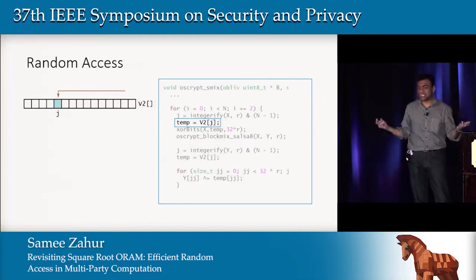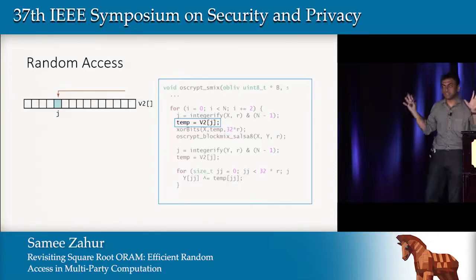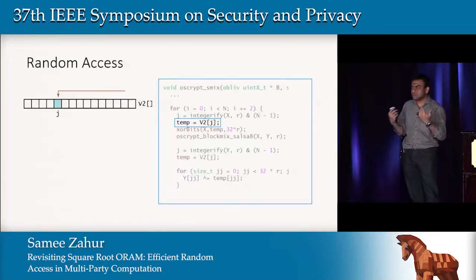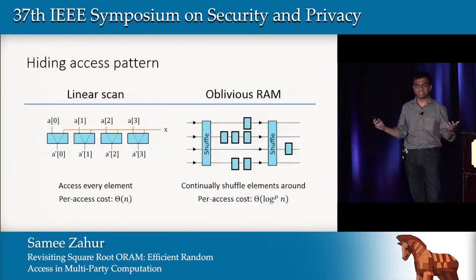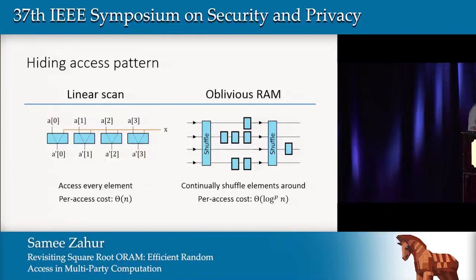Now, you could, in theory, hide everything by accessing every single element to hide which one you're really interested in. But in that case, you just made one array access a linear time operation. That's a linear scan. That will make most non-trivial algorithms completely unscalable. We don't want to do that.